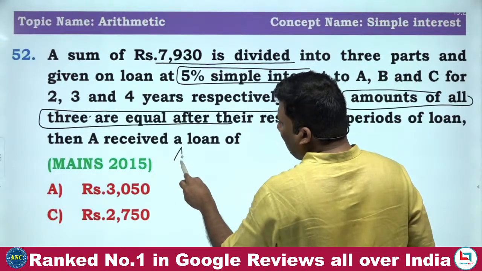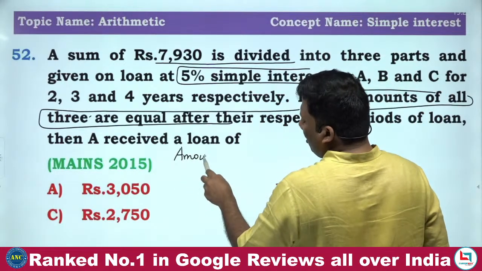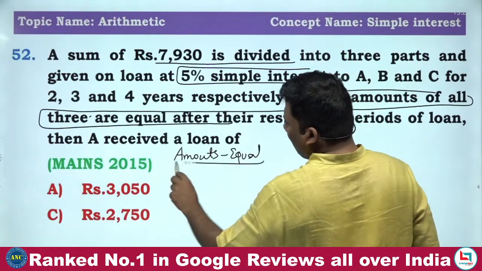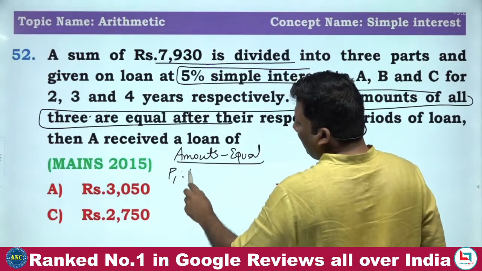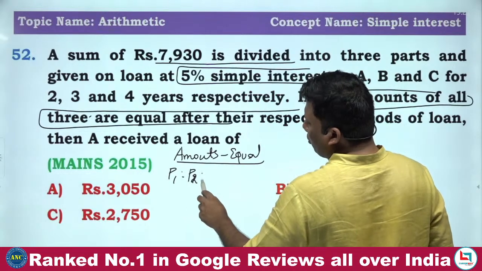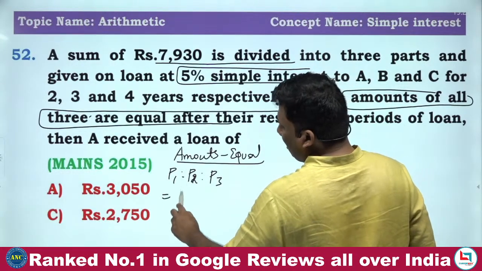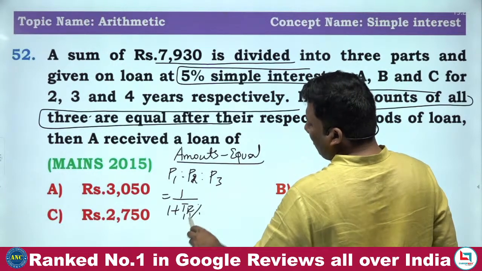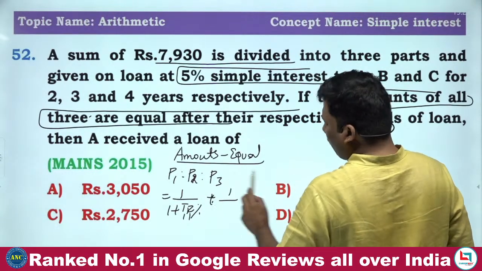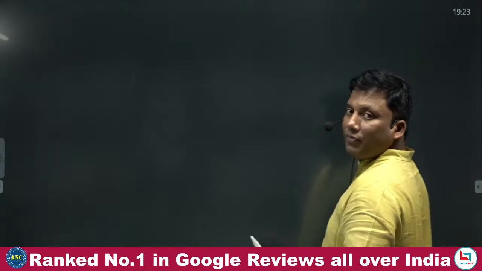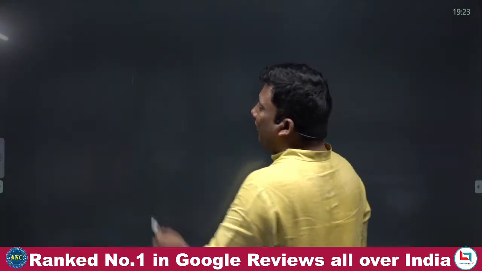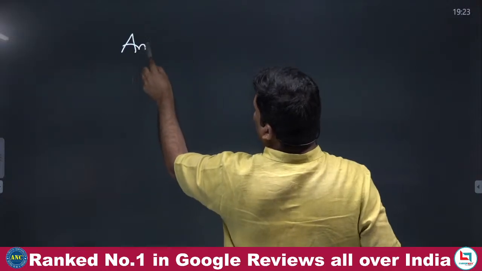If the amounts are equal, what will be the relationship between principal and time period? P1 is to P2 is to P3 is 1 plus TR percentage. T1 R1 is to, I will do it neatly here. If the amounts are equal, that's exactly why the fundamental should be very, very clear to you, sir.